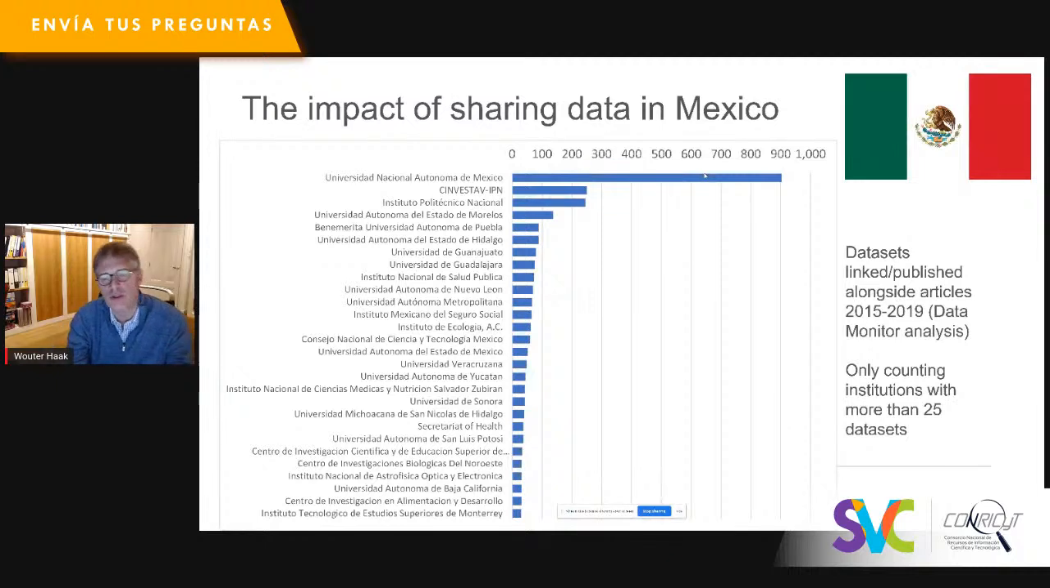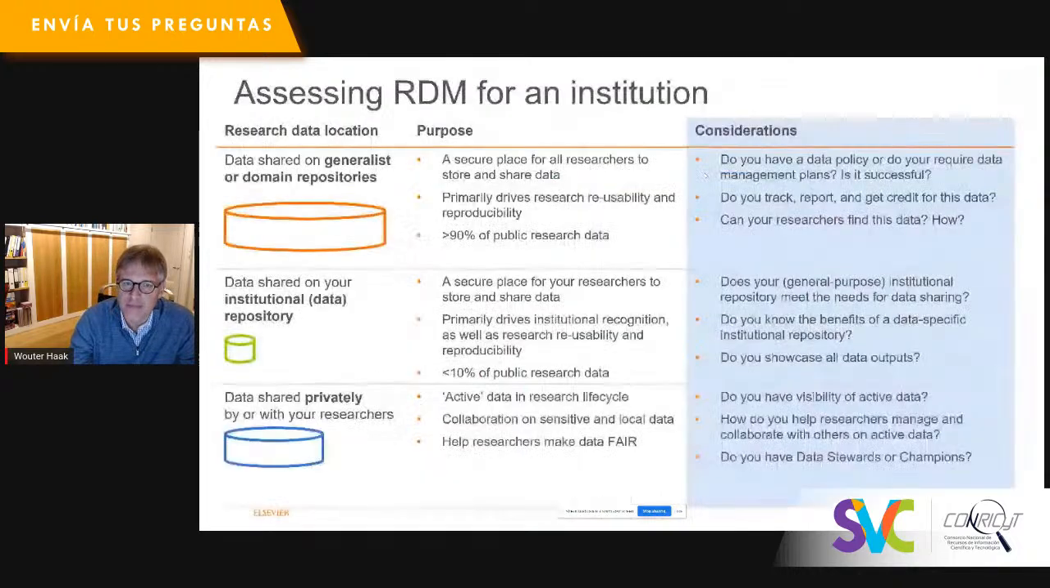Obviously, the bigger institutions probably share more data because they have more researchers, more research outputs, therefore more chance to share data. But what I find interesting here is that this data is shared across the world in over 2,000 repositories. So I wonder, do you actually know where your data is shared? So as an institution, there's 3 ways to look at your data. Let me start with the top bucket.